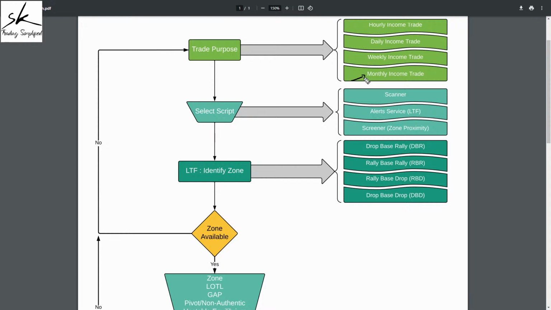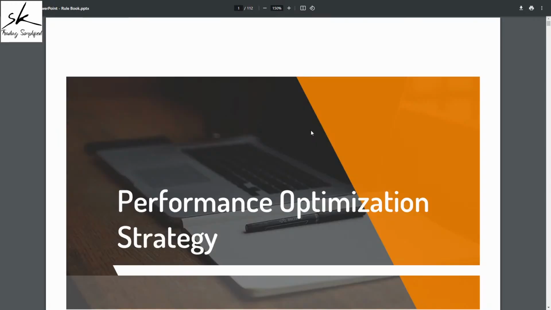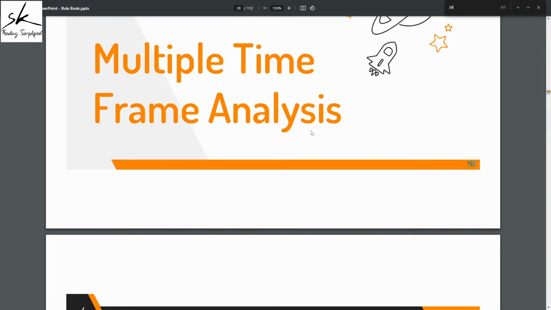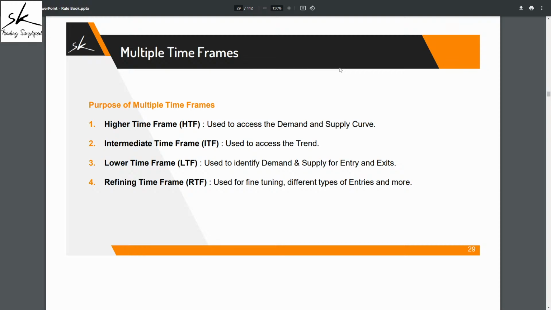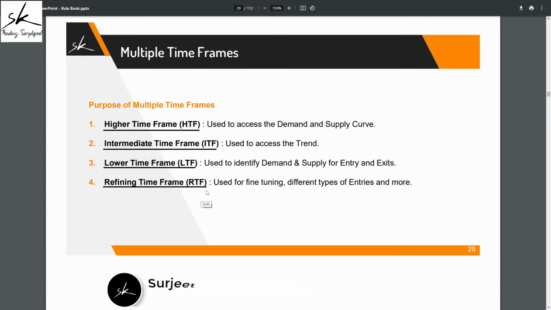So let's assume here I opted I want to plan monthly income trades. Now, once I selected my purpose of trade, what is going to happen? From the rule book, I'll get to know what time frames I should be using. So if I go to page number 28 in the rule book, we start with the topic that is multiple time frame analysis, because demand supply methodology is not based on one single time frame. It is based on multiple time frame analysis. So what are the multiple time frames we use? We use a minimum of 4 different time frames, and we call them the higher time frame HTF, intermediate time frame ITF, lower time frame LTF, and refining time frame RTF.